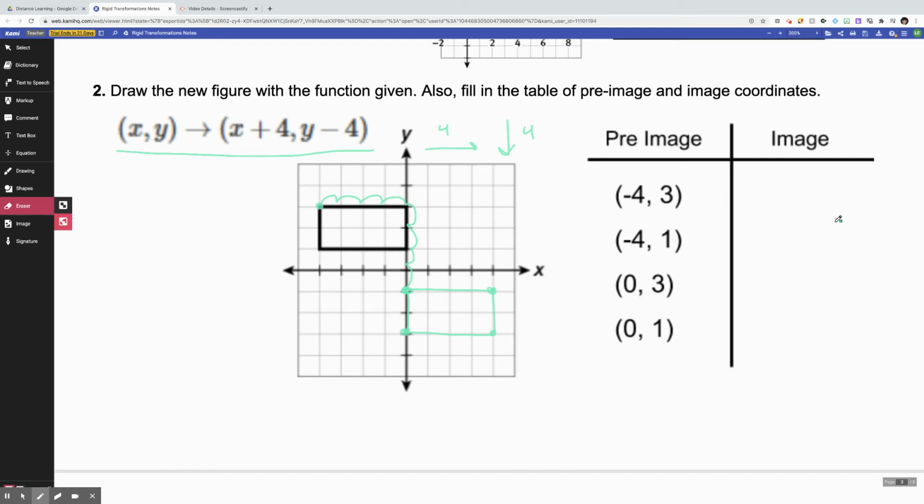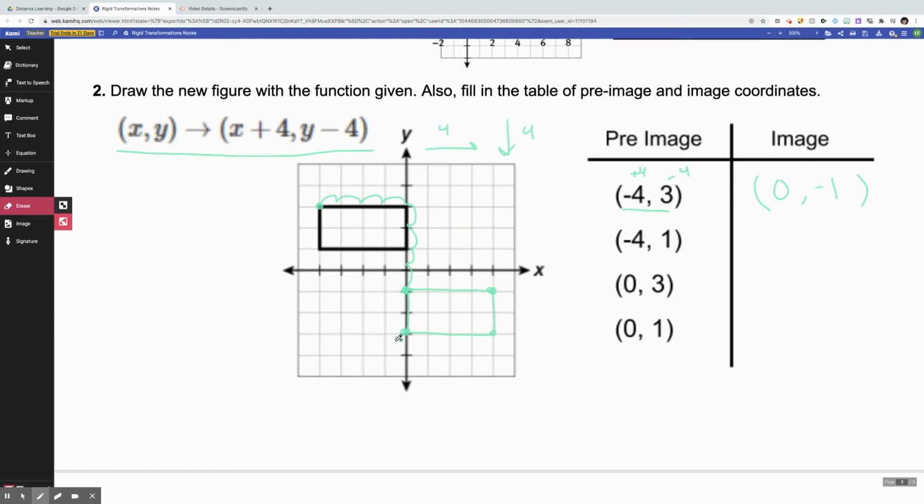Then you can verify that you put those vertices in the right place by using the pre-image and image table, because this will tell you exactly where those coordinate points go, okay? So the point -4, 3 is this point that I tracked. So I'm going to take my function and do exactly what it says. I'm going to take my x value and add 4. Okay, and then I'm going to take my y value and subtract 4. Okay, so -4 plus 4 is 0, and 3 minus 4 is -1.